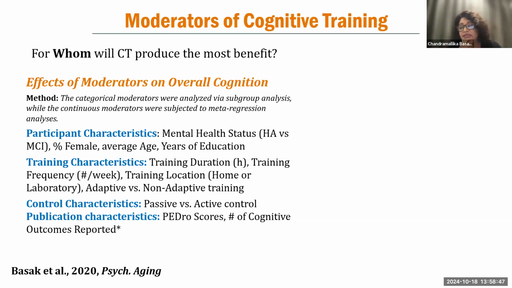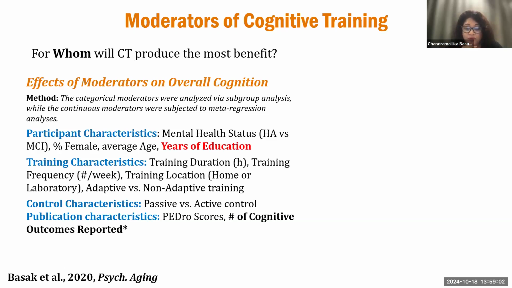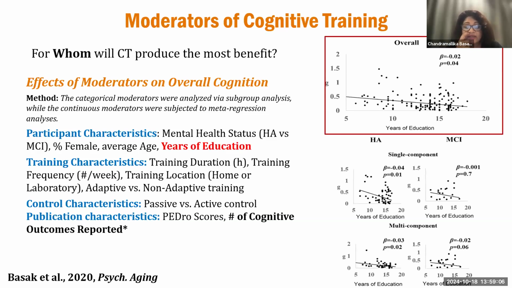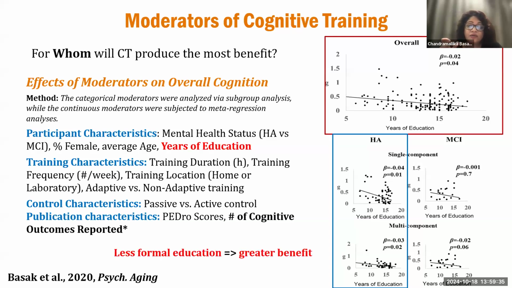We also looked at control characteristics when you have passive control versus an active control. We looked at publication characteristics such as PEDro scores and number of cognitive outcomes reported. And if we do one more click, you can see that, and one more click, please. What we see here are two significant effects out of all these characteristics that we looked at. The years of education, and in fact, it was in the opposite direction. So the more years of education, the average years of education of the participants in the study was, the smaller the effect size was. If we click once more, and one more. So what you see is that this overall effect is really coming from the healthy aging studies, not so much from MCI.